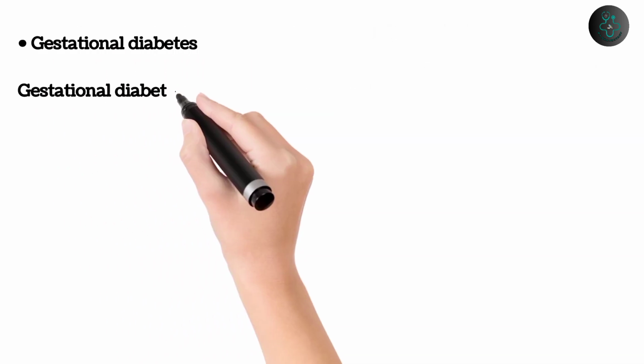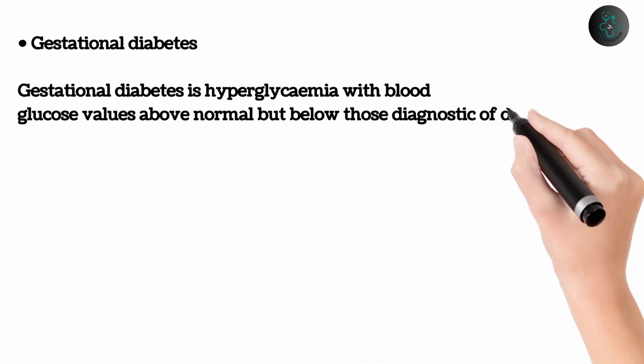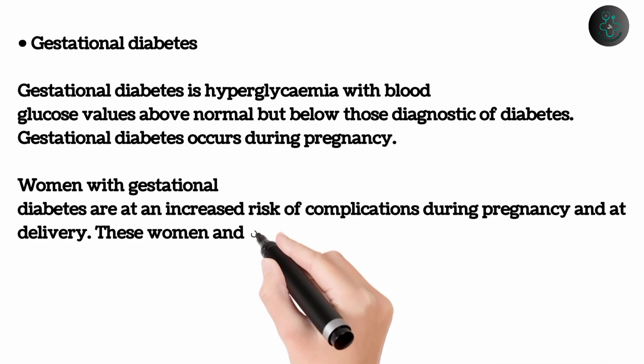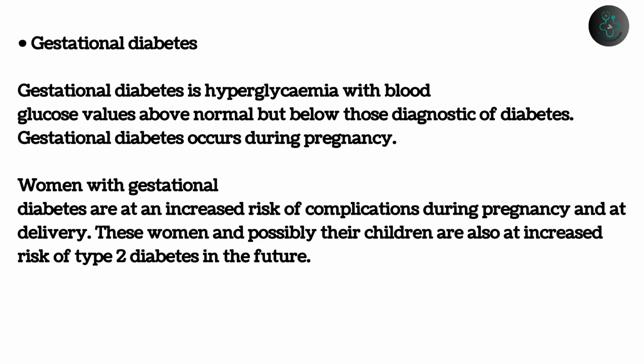The third one is gestational diabetes, mainly affecting pregnant women. Women with gestational diabetes are at an increased risk of complications during pregnancy and at delivery.